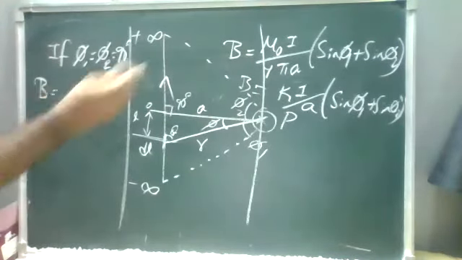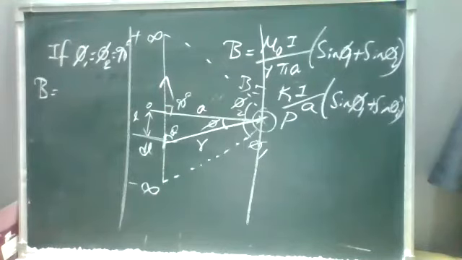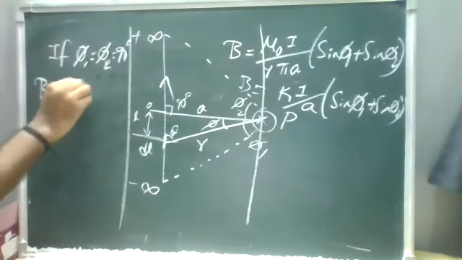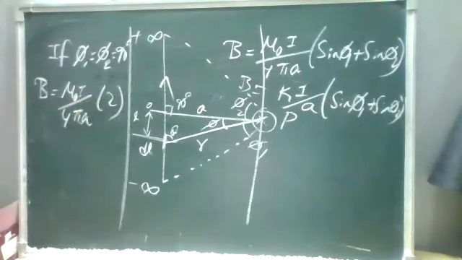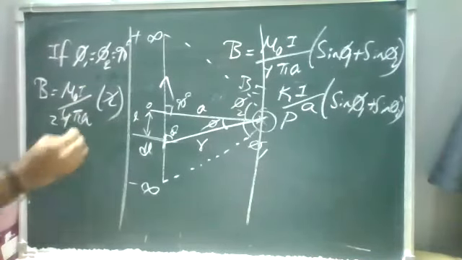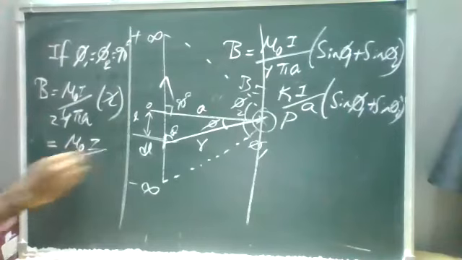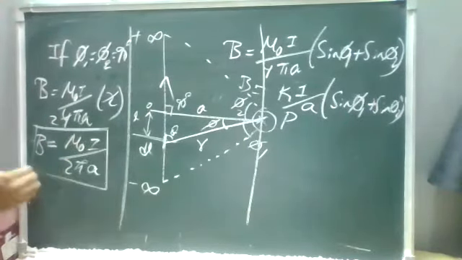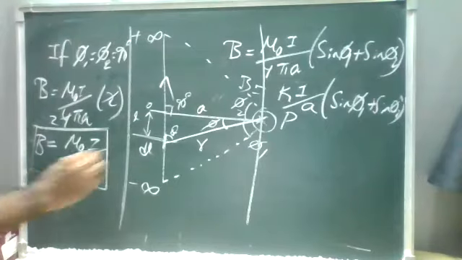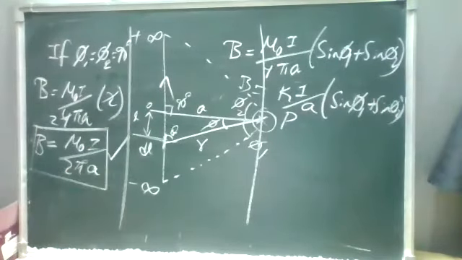So B is equal to, with phi 1 and phi 2, sin 90 degrees is 1. So sin 90 plus sin 90 is 2. So it is mu naught I by 4 pi A into 2. The 2 will get cancelled. So it is mu naught I by 2 pi A. This is the magnetic field when both angles are 90 degrees. Remember this relation, it is important. B is equal to mu naught I by 2 pi A.